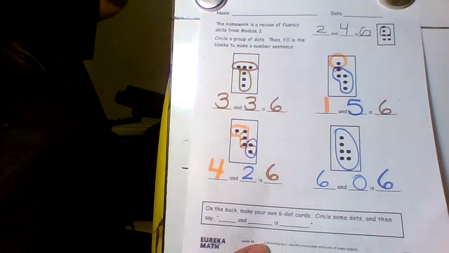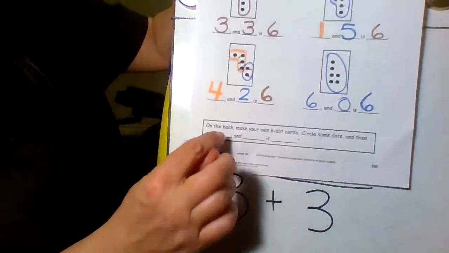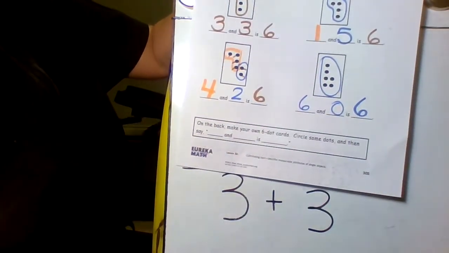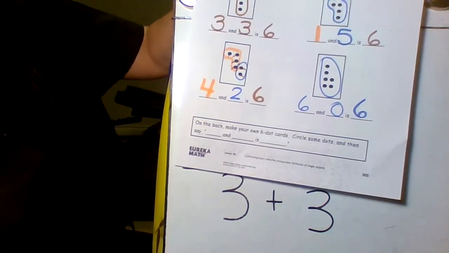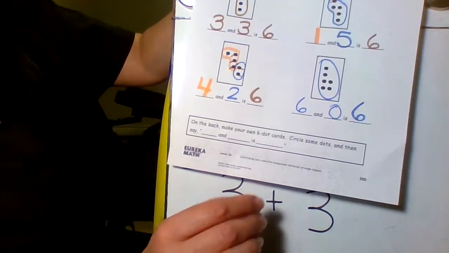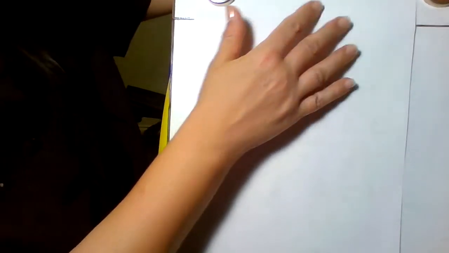Alrighty. So on the back, there's some directions at the bottom of the page. You're going to make your own 6 dots. You're going to circle some dots and then say blank and blank is blank. So let me show you what I mean. Yours can look different. Maybe you could do 2 of them. One that's copied from me and one that you do all by yourself.